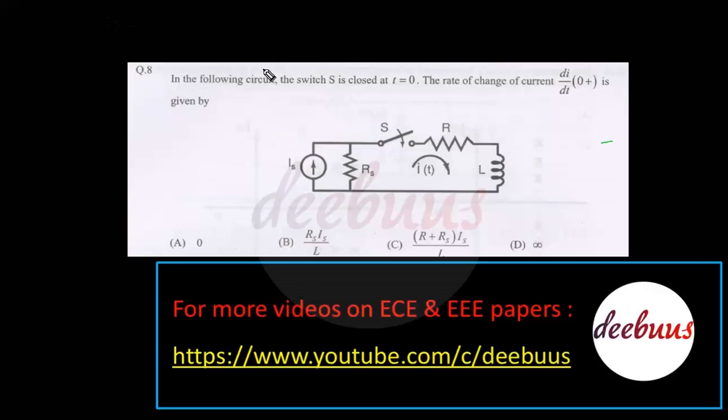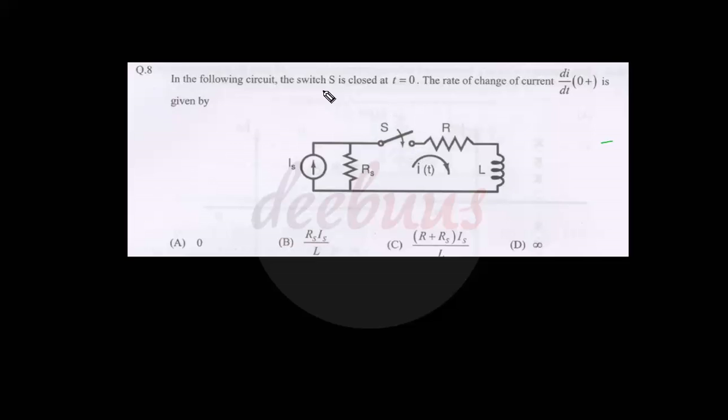So here switch S is closed at t equal to 0. That means before t equal to 0, the switch was open, and the current flowing through the inductor before closing the switch is IL(0-) equal to 0. And we know an inductor opposes a sudden change of current. That means at the instant of closing the switch, the current flowing through the inductor remains the same, that is 0. And we have to evaluate d/dt of IL(0+), right?